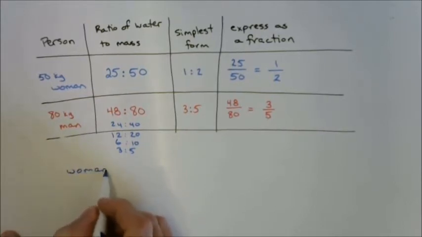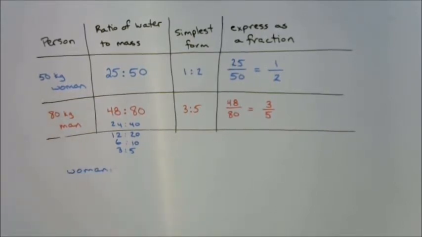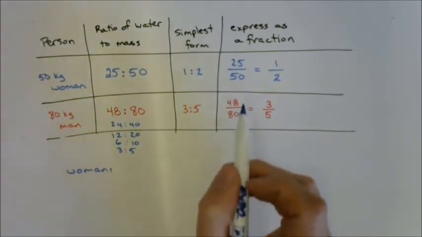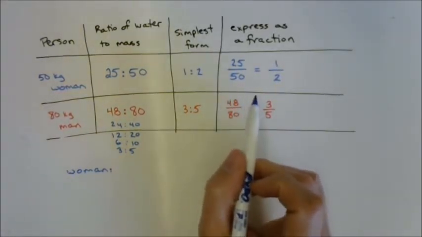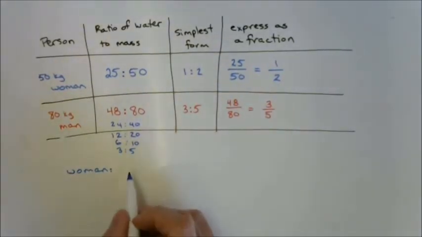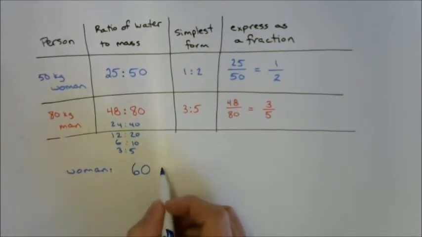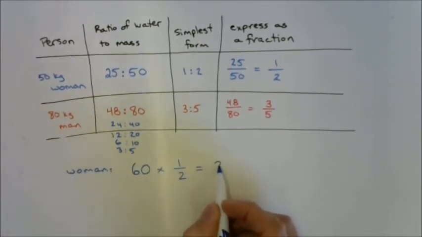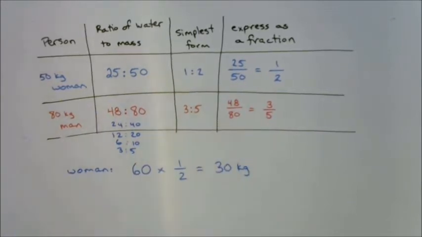All right, so now we're going to try to answer our question, which is find the mass of water in the bodies of a 60 kilogram woman and a 60 kilogram man. So for the woman, we know that water relates to her overall weight by a ratio of, or a fraction of, 1/2. So all we have to do to find the amount of water in her body is take her weight and multiply it by 1/2. 30 kilograms of water. Where did we get the 30 from? The calculator.